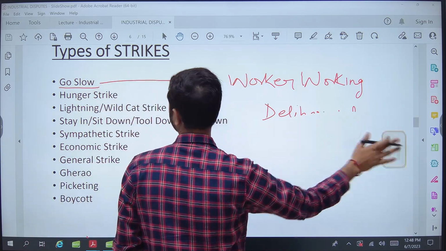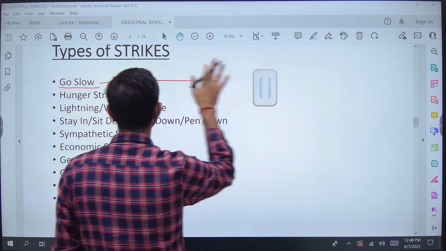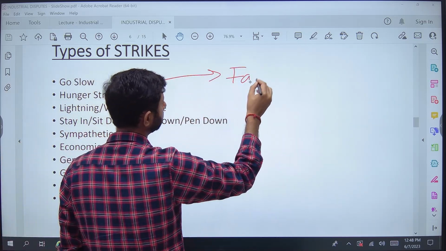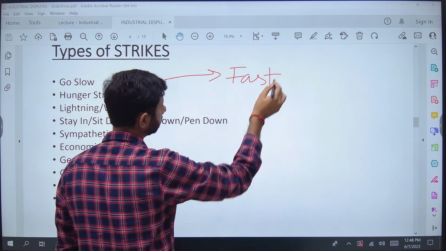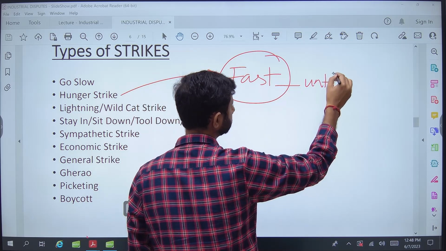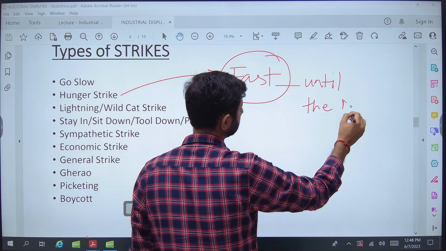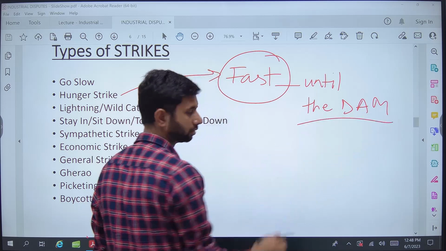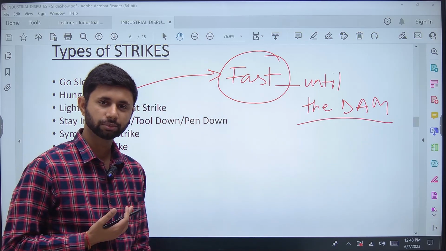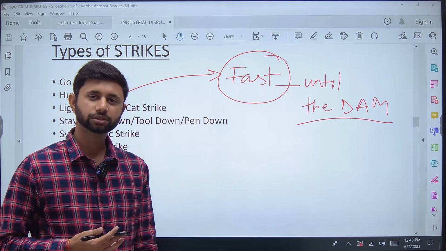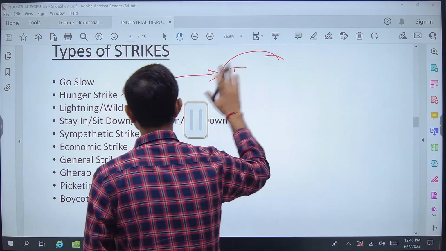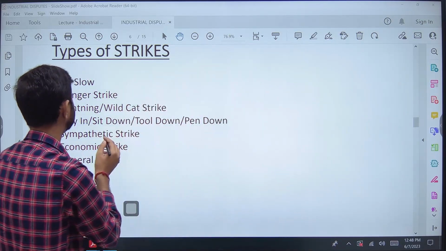Next is hunger strike. Hunger strike is self-explanatory: they engage in a hunger strike in which they fast until the demands are met. Very basic. Anna Hazare has done similar things. Gandhian movements are based on hunger strikes. Okay. Let's move on to the lightning wildcat strike.